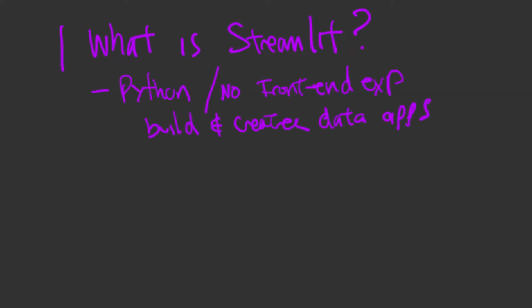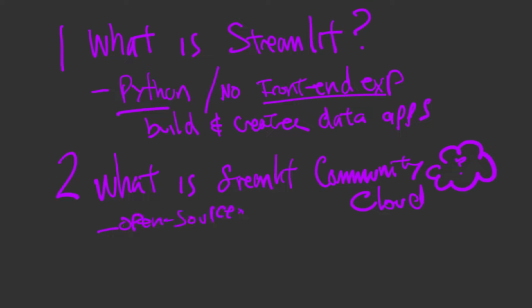In short, it allows you to take Python code with no front end experience to build and create data apps. What is Streamlit Community Cloud? This is open source, and so is Streamlit. Streamlit Cloud is a platform to help you develop, deploy, and discover these apps. So it's a community of other people that have a bunch of apps, so you're going to get great ideas and see what everybody else is doing. But more importantly, you'll be able to host your app for free. And we're going to jump into this awesome skill.